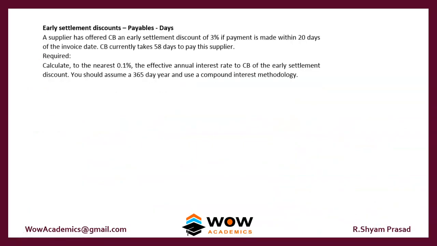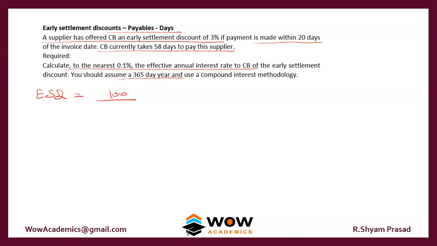So again, it's a payables question. A supplier has offered CB an early discount of 3% if the payment is made within 20 days. CB currently takes 58 days from the supplier. They are also saying calculate to the nearest 0.1% of effective annual interest, and you should assume 365 days. So we'll work out for this.